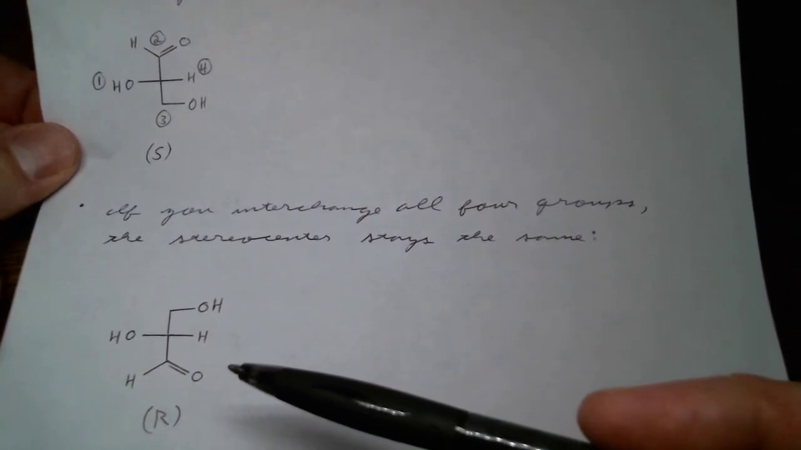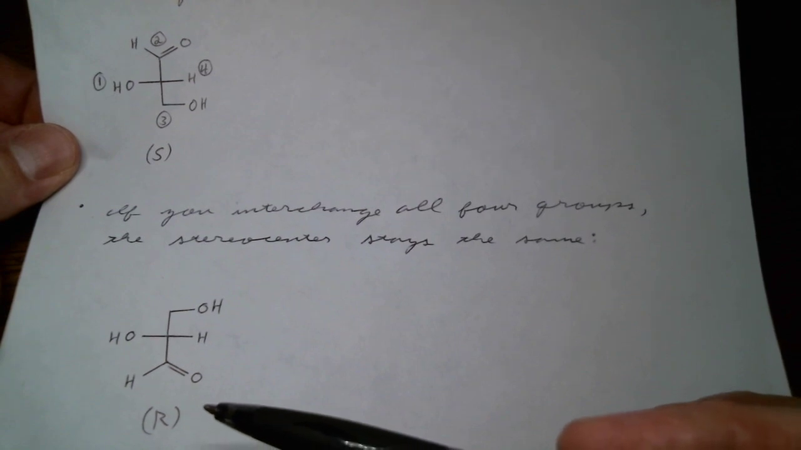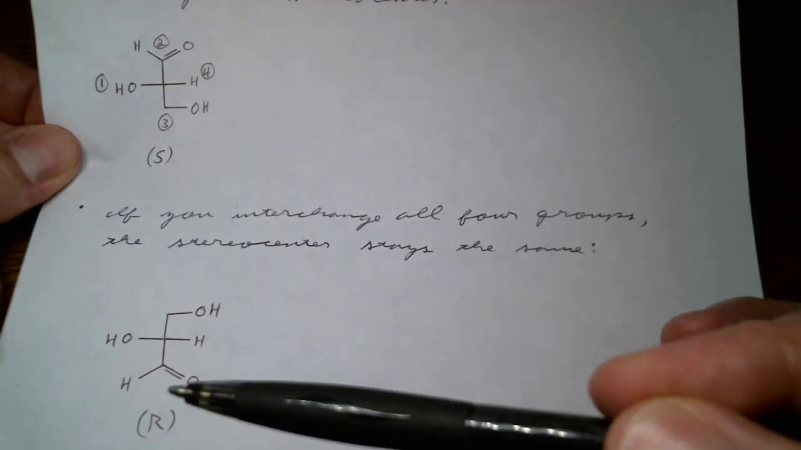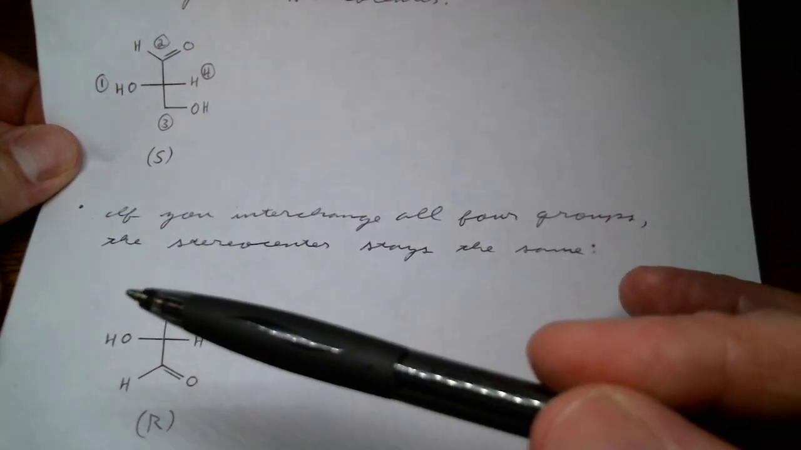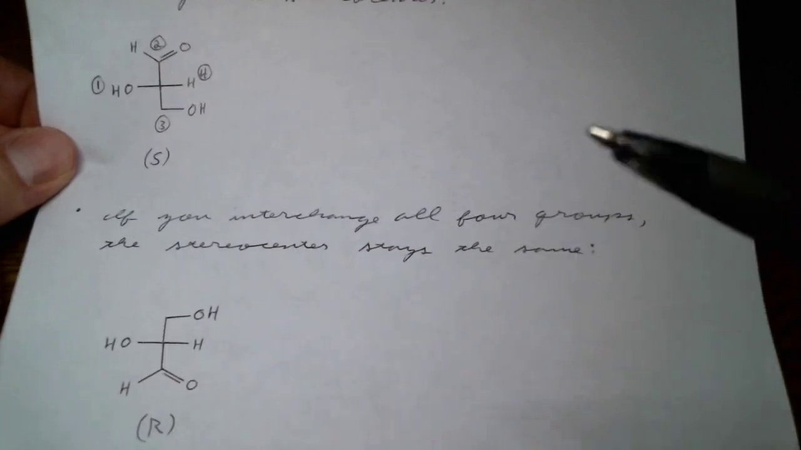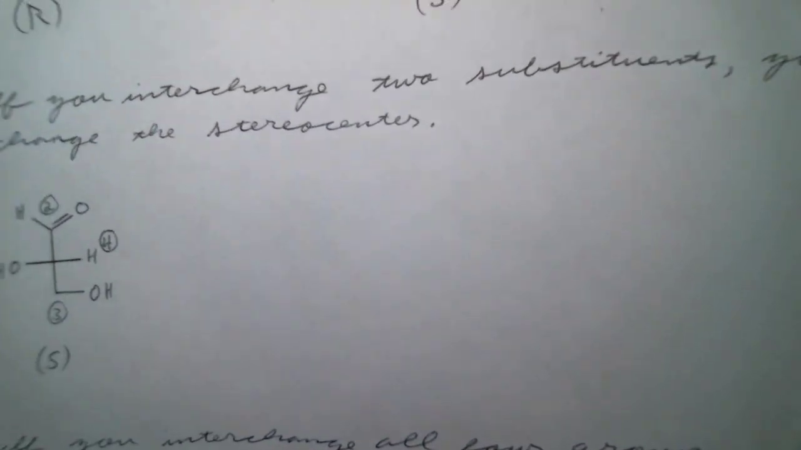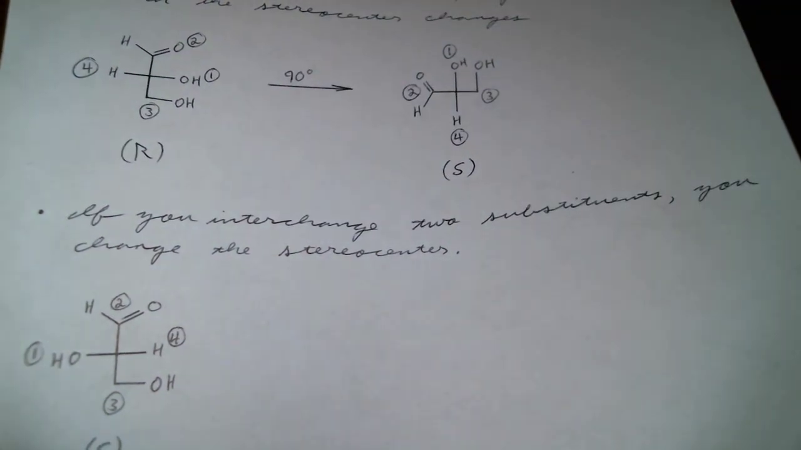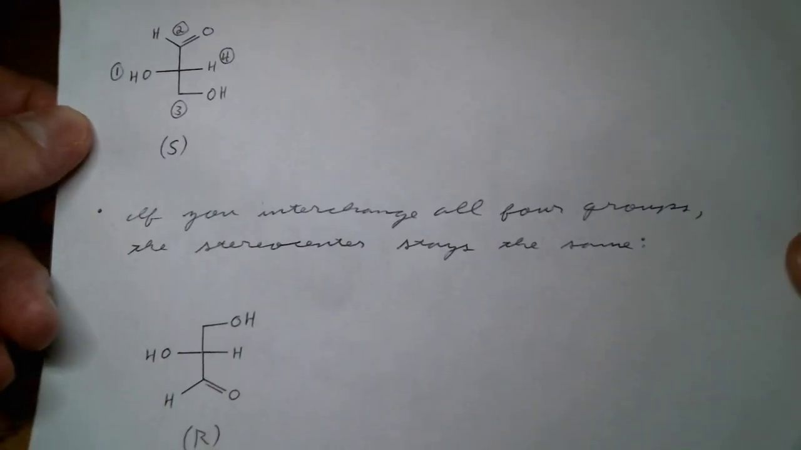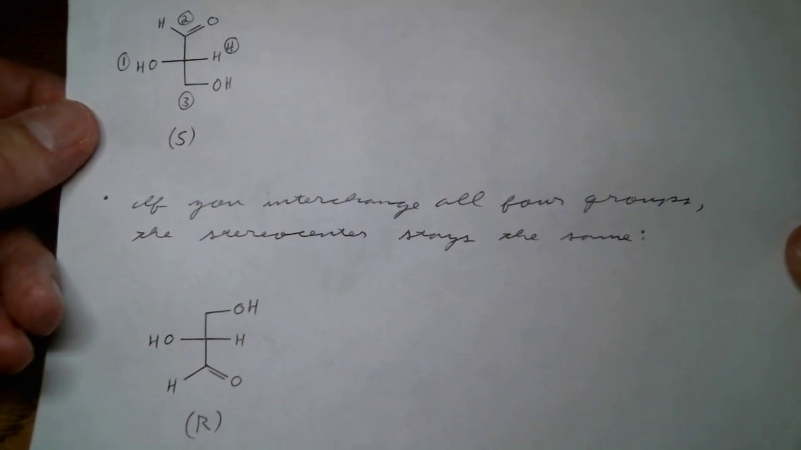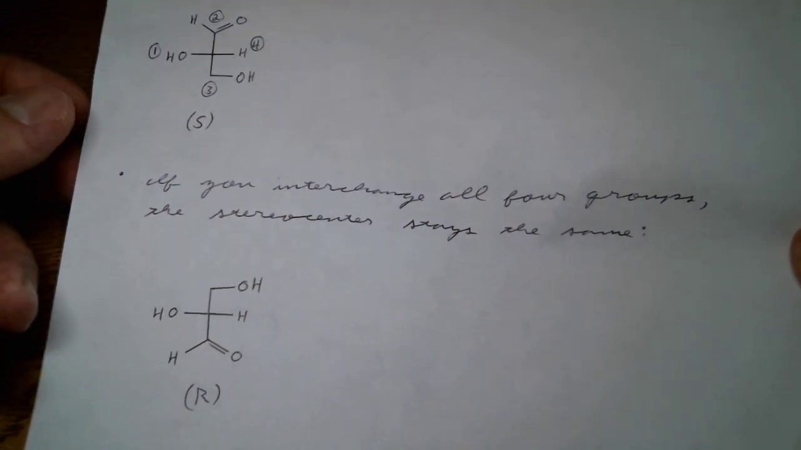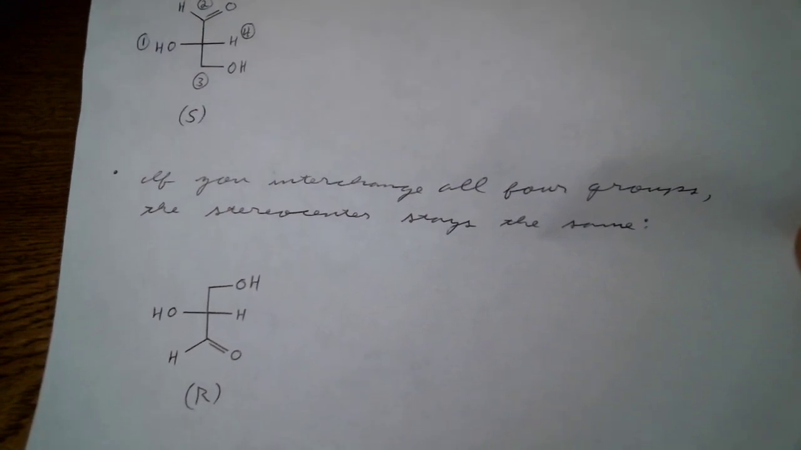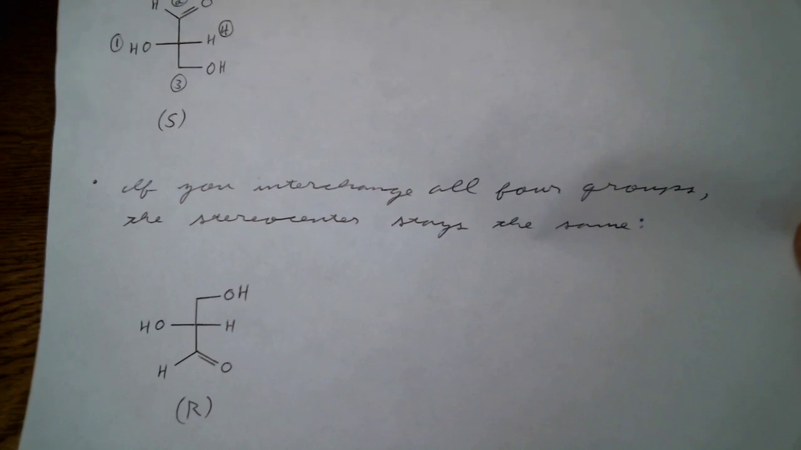So for this Fisher projection, we are R because we just interchanged these two groups to reach this Fisher projection that looks like we interchanged all four groups from what? From this Fisher projection up here. So that pretty much ends our introduction to Fisher projections. We'll continue in the next video looking at bond line structures. All right.